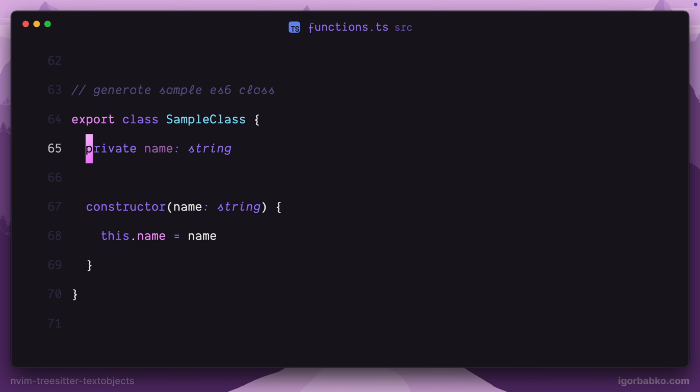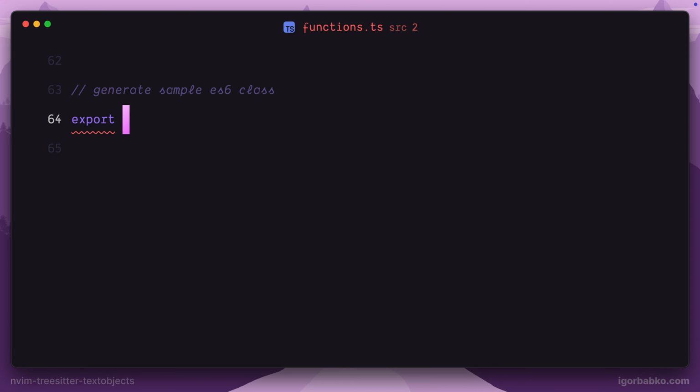If I need to only select the internals of this class without doing anything else, I can press VIC, and the highlighting will appear on the internals of this class. Then if I need to select this class including its name, I'm gonna press VAC. In this case, this combination stands for Visual Around Class.